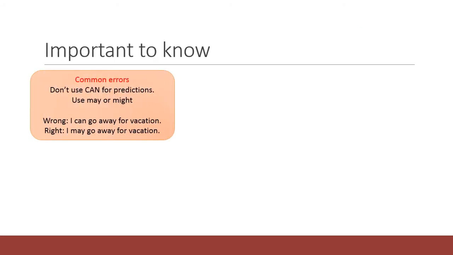Something for you that is really important to know. Common errors. Don't use can for predictions. In this case, you have to use may or might. So it's going to be wrong if you say, I can go away for vacation. Can in this case is wrong. You have to say, I may go away for vacation.